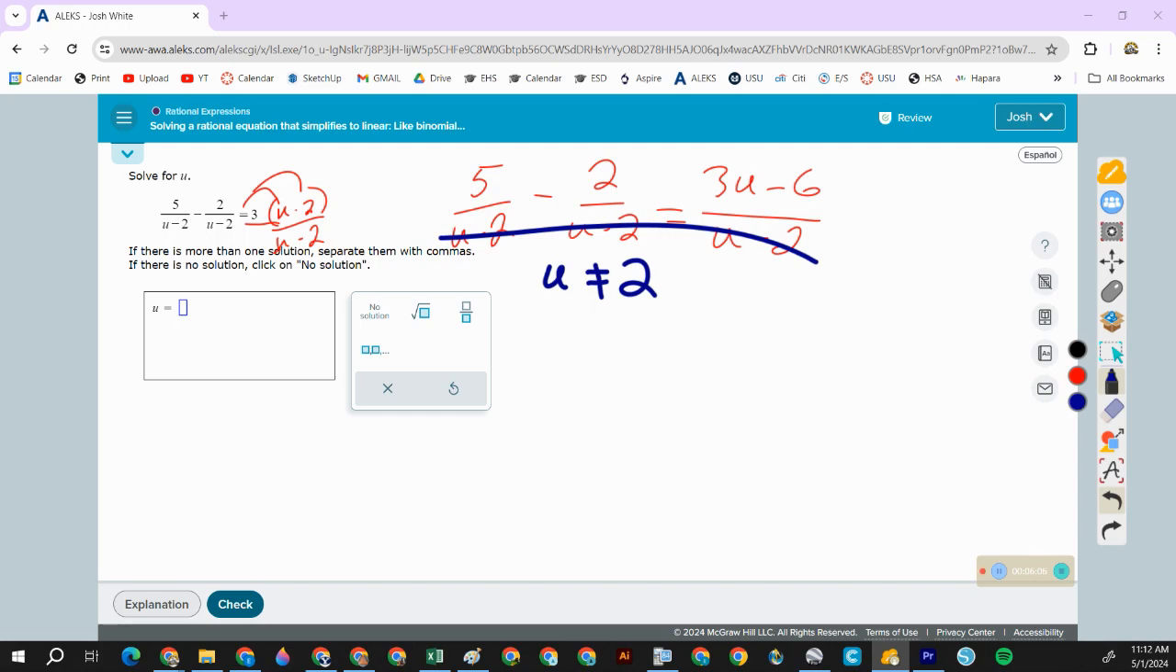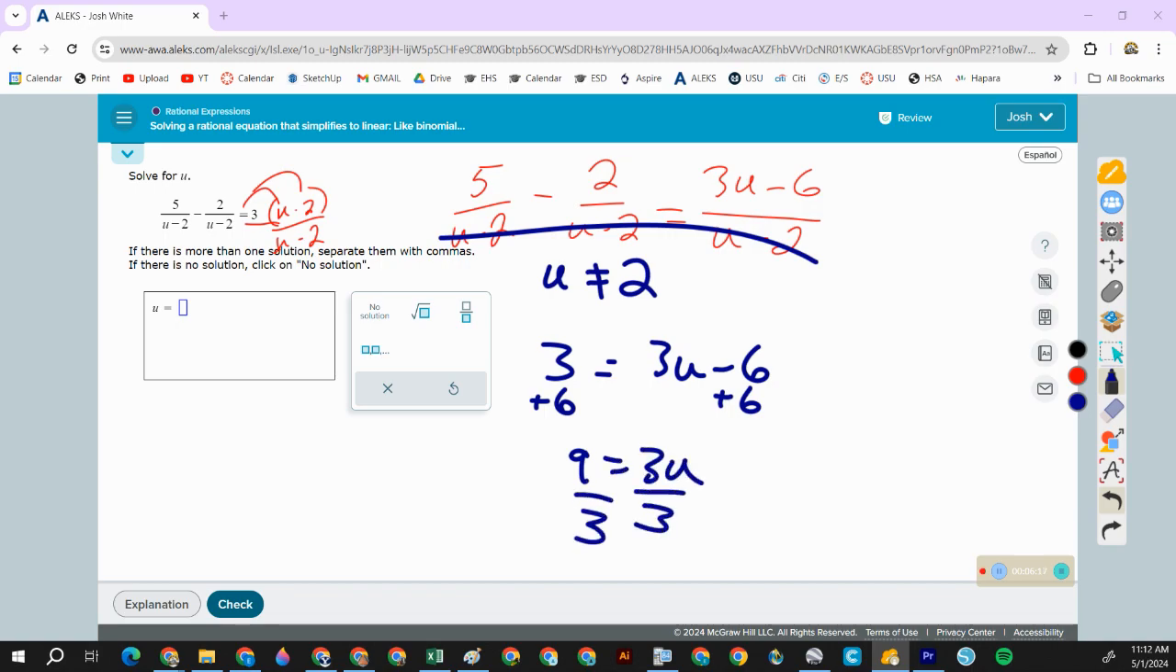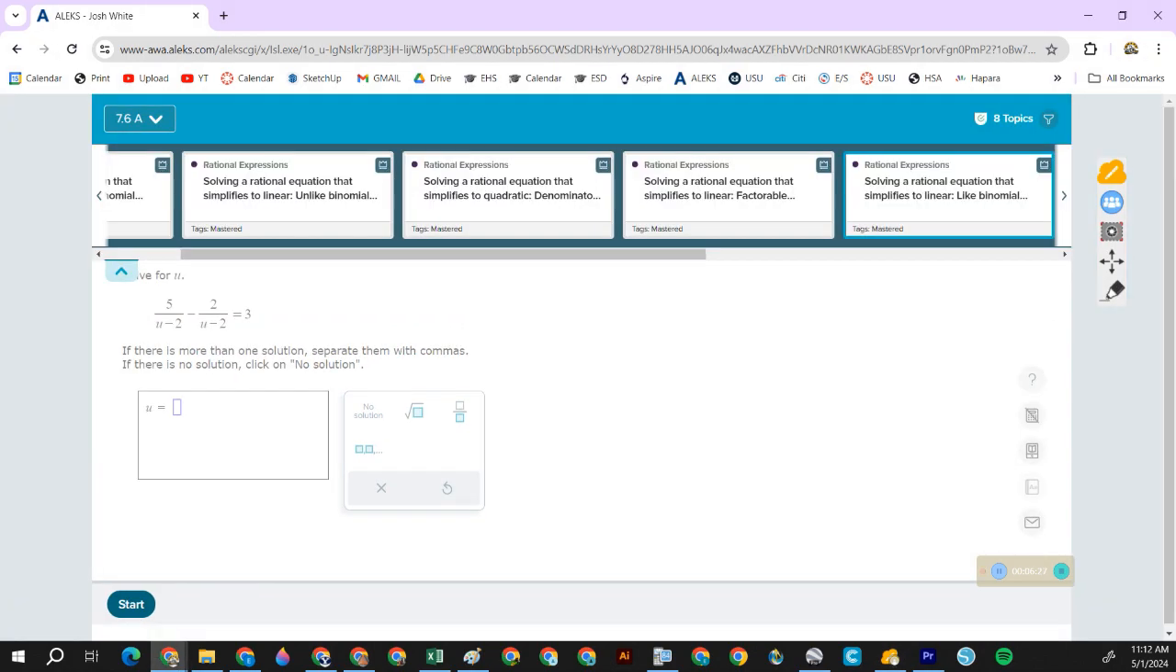So 5 minus 2 is 3. 3u minus 6. So we add 6. 9 equals 3u. Divide by 3, and I get u equals 3. Does that pass the test? Yes. That does work. All right, they're about to get a little bit harder.